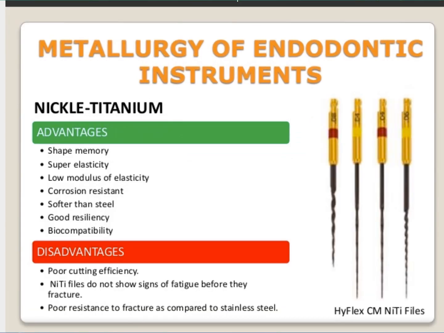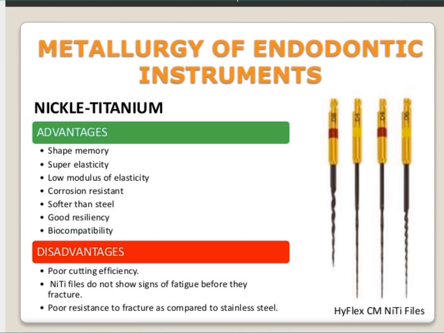Next is your nickel titanium, and all your rotary instruments are now mostly made up of nickel titanium, because the advantages include shape memory alloy. Shape memory in the sense, okay, if the canal is curved, you introduce a ProTaper file inside, so it takes up the curved canal, and then when you remove the file from inside the canal, it automatically goes back to its shape. Okay, that's called shape memory, so it retains its own shape. So next is your super elasticity.